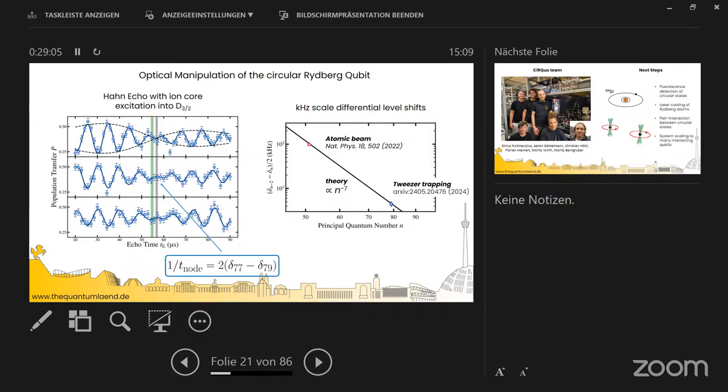So you can now use this tiny interaction between these two electrons to optically manipulate the circular electron out there by playing with the inner core transition. This is data showing the Ramsey fringe in the presence of this interaction, and how we actually expect the strength of the interaction to behave.